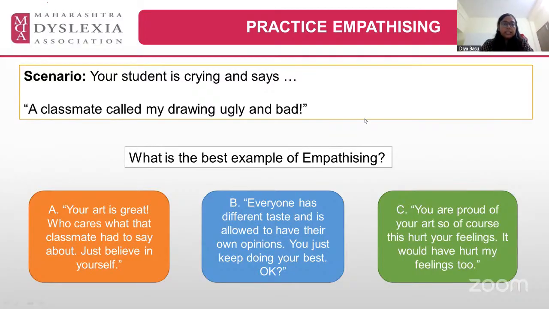So here is another scenario in the classroom. Your student is crying and says, a classmate called my drawing ugly and bad. So what is the best example of empathizing over here? So again, you have A, B, and C.